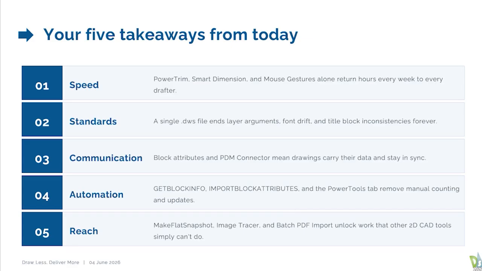You can then just run the get block info and get the live count for that. Import block attributes, power tools tab, which helps you remove manual counting and updates. And then also the last one is the reach, make flat snapshot, image tracer, and batch PDF imports unlock work that other 2D CAD tools simply can't do.